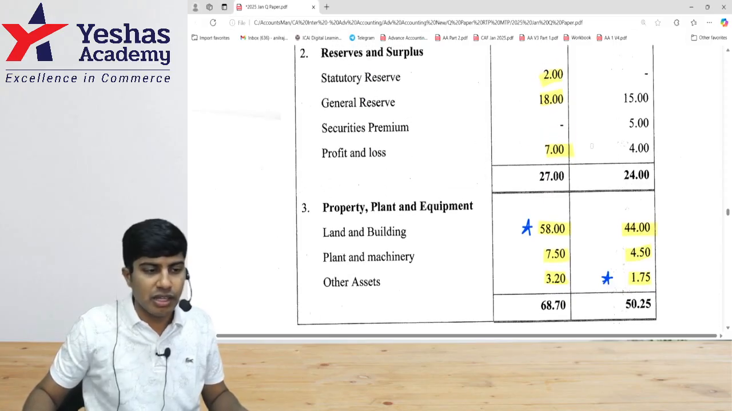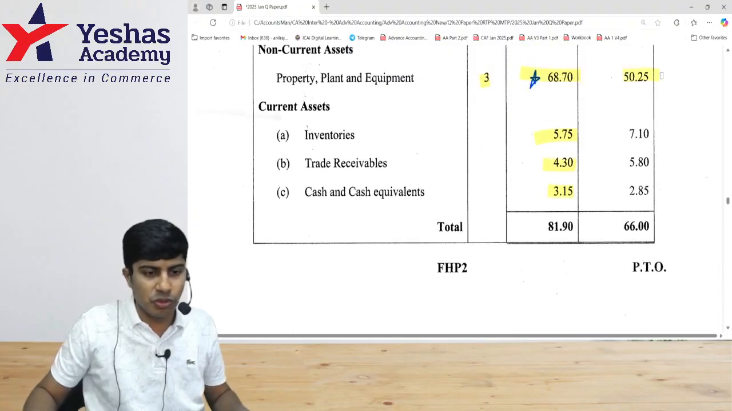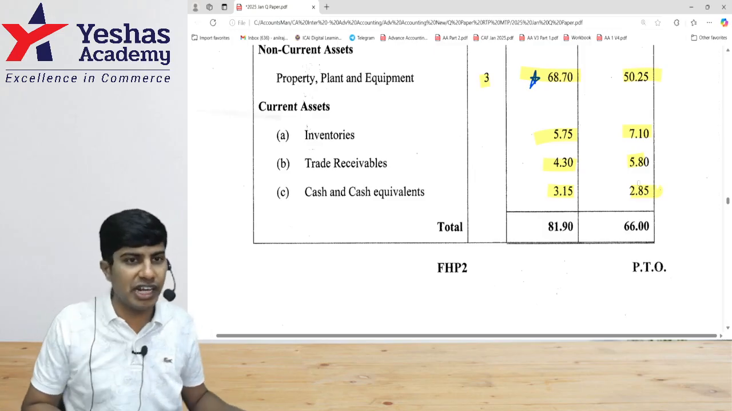Next, all the liabilities have to be transferred. Liabilities, this is reserves. Come back to the balance sheet. We're done with this 50.25. Other items that we have are 7.1, 5.8, 2.85: inventory, trade receivables, cash and cash equivalent. Shall I transfer these?